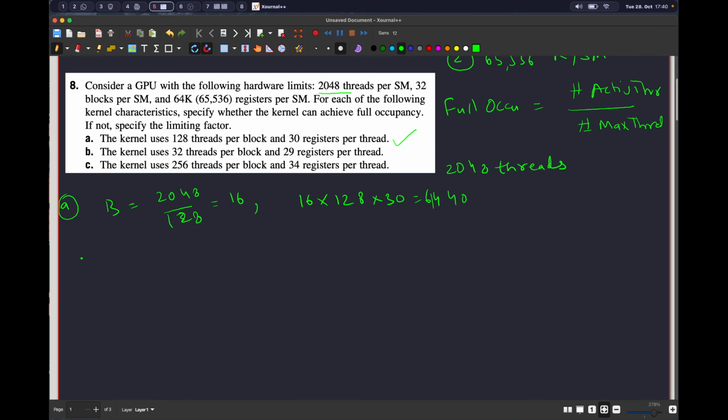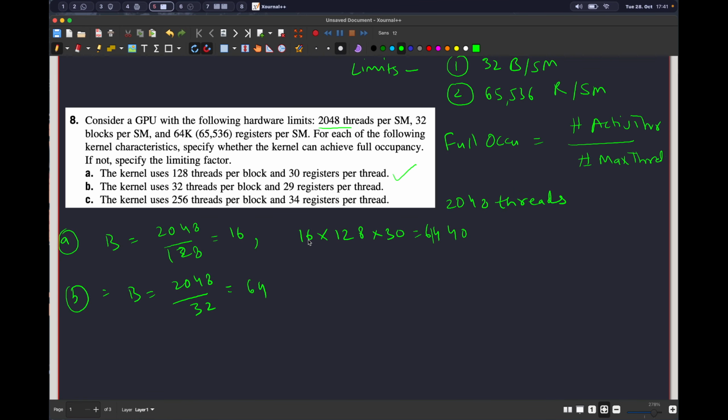In the second case, we are using 32 threads per block. So the number of blocks will be 2048 divided by 32, which is 64. That is more than the maximum block limit that we can have, right? We can only have 32 blocks. So if we have only 32 blocks, then we will have 32 times 32 threads, which is 1024 total threads.